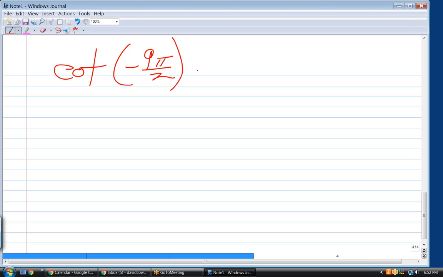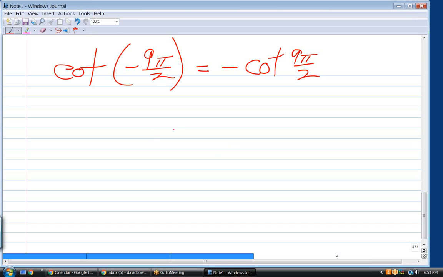There's two things we need to do first. We need to handle the negative sign, and to do that, we need to know if this is an odd or even function. Is cotangent odd or even? It's odd. Which means this is the same as minus cotangent of 9 pi over 2. That's step 1.